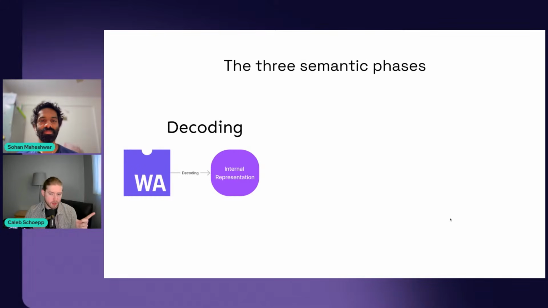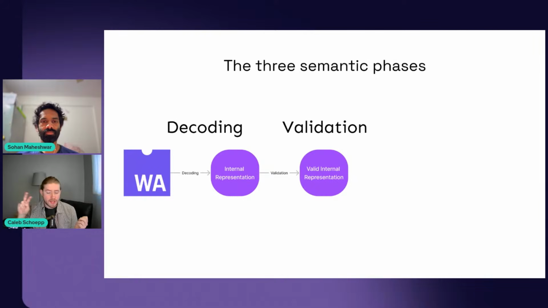The first one is decoding, which is: I'm a runtime, I've been handed this WebAssembly module, which is a bunch of bytes. I need to decode and interpret that and understand that WebAssembly module into my own internal representation of the module. Kind of just a bookkeeping step, and only super interesting if you're actually building the compiler.